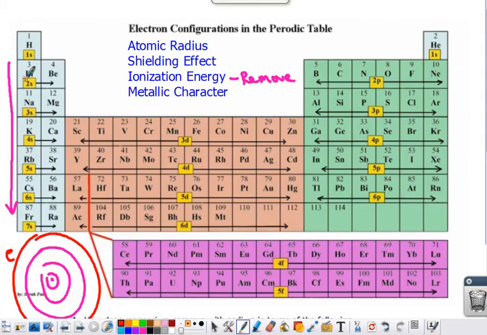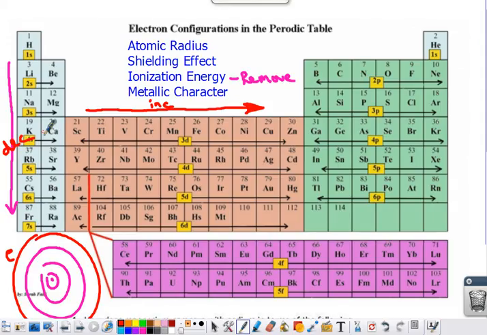So as we go down, the energy to remove an electron slowly decreases because they're farther and farther away. As we go across the periodic table, though, we're adding protons, adding protons, adding protons, and the protons pull the electrons, so the ionization energy slowly increases. So going across, ionization energy increases. Going down, it decreases.